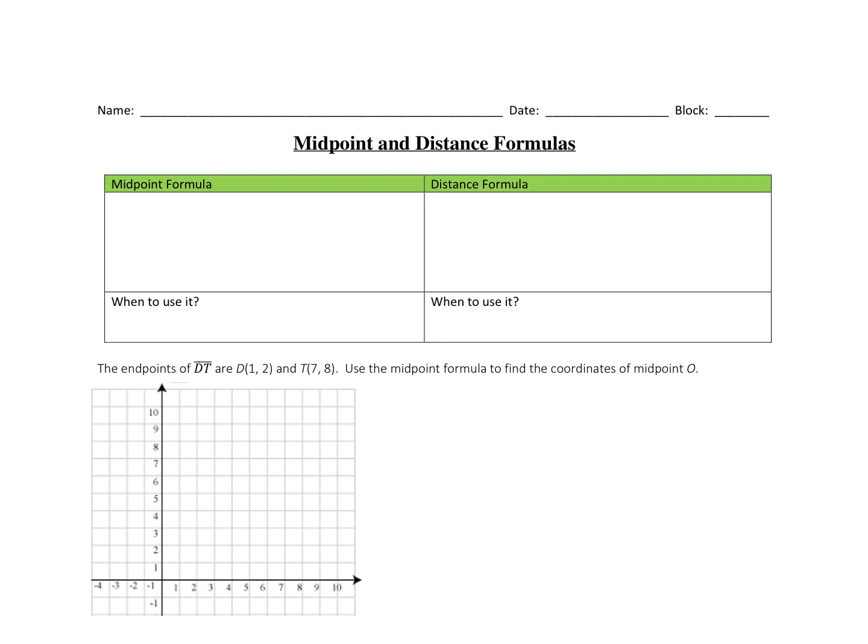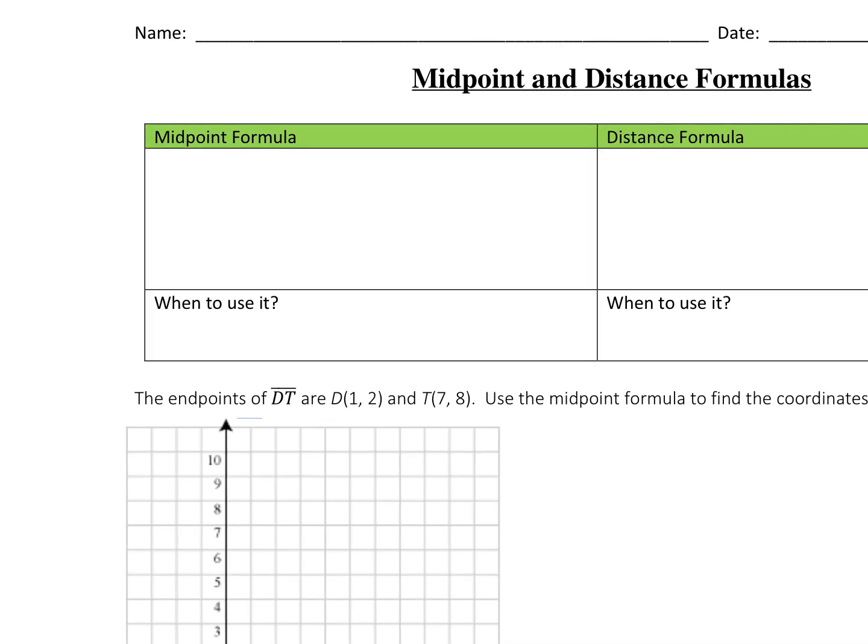In this video we're going to be looking at the midpoint and distance formulas. So let's start with the first one. Let's look at the midpoint formula. And here's the formula. You do x plus x divided by 2, and then y plus y divided by 2. So the midpoint formula helps you find the midpoint of a line segment. So when do you use it? To find a midpoint.